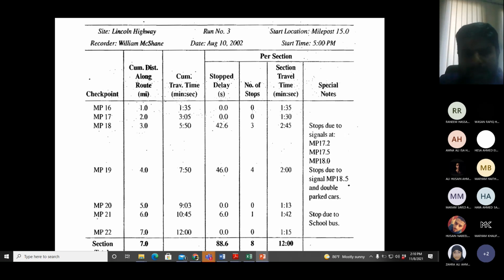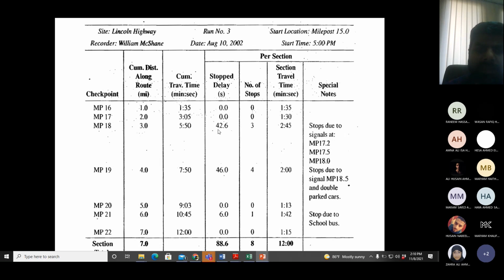So for stop delay, we don't record the cumulative values. We record the value for each section. The values in the fourth and fifth columns are not cumulative, they are for each section. You can see it is written in the heading as well.